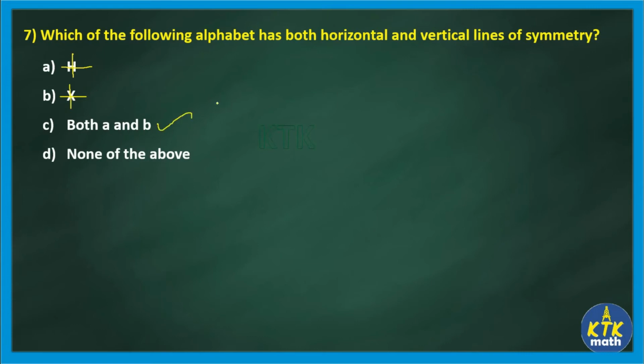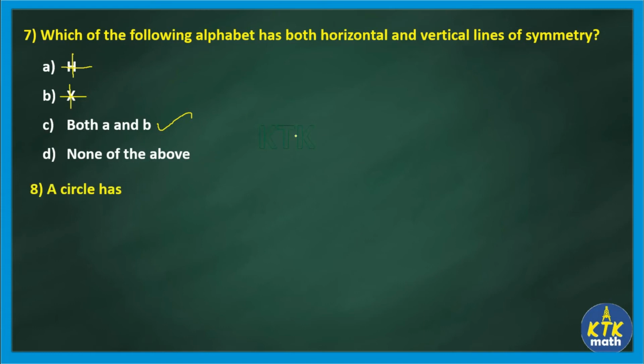So for each and every alphabet, all 26 alphabets, you should know which alphabet has only vertical, which has only horizontal, which has both vertical and horizontal, and which doesn't have any lines of symmetry. So you should know the classification between all the alphabets. Then only you can start solving these kinds of questions.